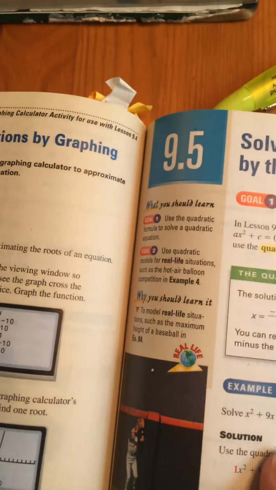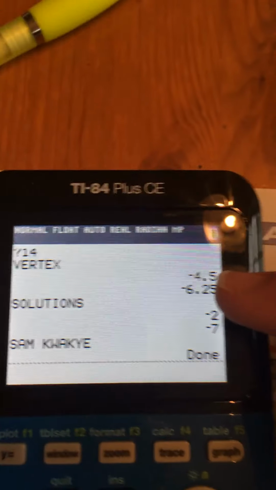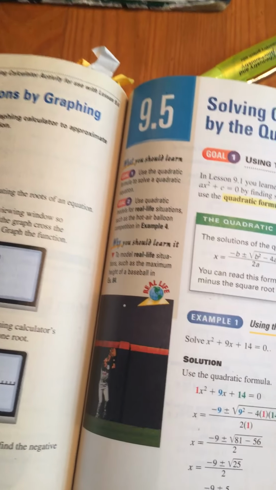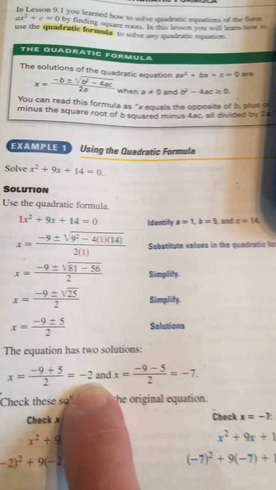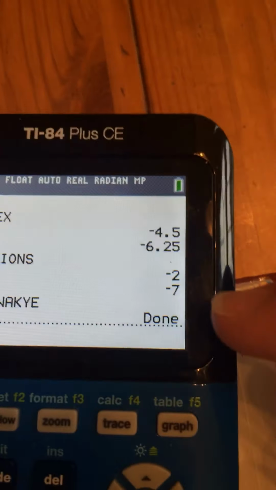Then it asks me what B is, and B is 9. So I put 9, enter. And then it asks me for C, and C is 14, enter. And then it tells me what the vertex is, and it tells me that the solutions are -2 and -7. And if you look here, it says the solutions are -2 and -7, just like that. See how fun that is?